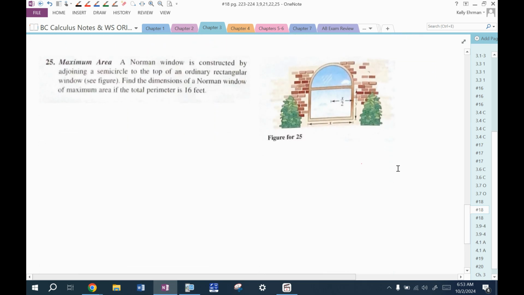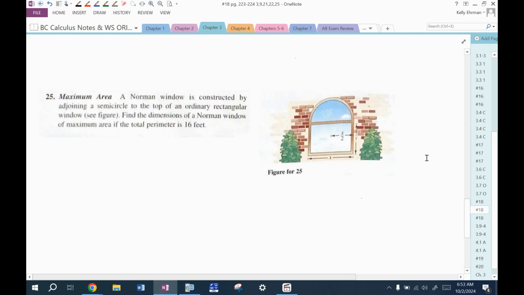Okay, this one, finally, we have a different shape here. A Norman window is constructed by adjoining a semicircle on top of an ordinary rectangular window. So they gave us dimensions here. Find the dimensions of a Norman window of maximum area if the total perimeter is 16 feet. Now, perimeter does not include this line here. It's these 3 sides plus the outer portion of a semicircle.